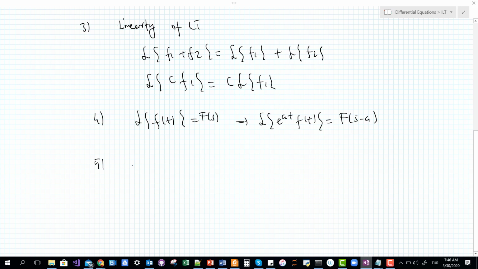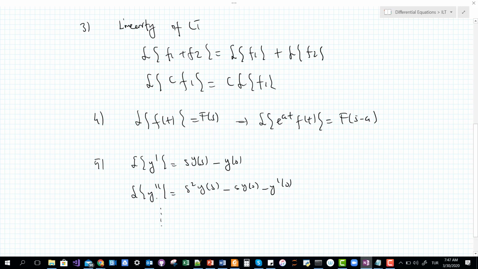In the last class, we asked this question: what is the Laplace of y prime? And we saw that this is equal to s times Laplace of y minus y0, and the Laplace of y second prime is equal to s squared Y of s minus s y0, minus y prime 0. There are some other Laplace operations for the higher derivatives, but I'm not going to list them. You can find them in the table.